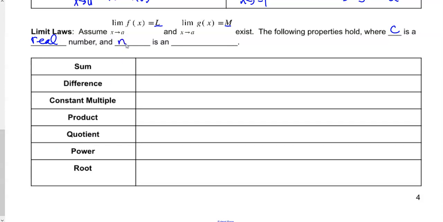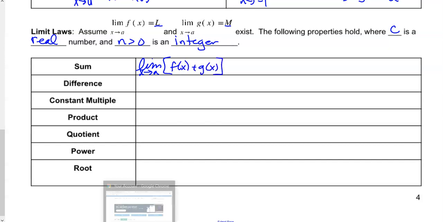and n is greater than 0 when we use n, possibly as a power, and n greater than 0 is an integer. So we have some different properties: constant multiple, product, quotient, power, and root. These are the ones that we're going to look at. Basically for the sum, I look at the limit as x approaches a of f of x plus g of x. Sum means to add.